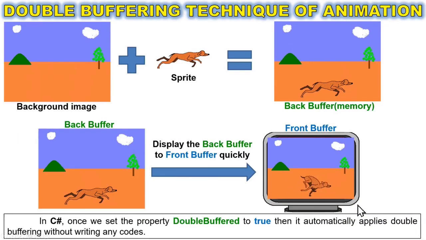These pictures illustrate how double buffering works. First, we draw the background image into the back buffer. Next, we draw the sprite into the back buffer. Finally, we display the contents of the back buffer to the front buffer or the screen memory quickly. In C#, once we set the property DoubleBuffered to true, then it automatically applies double buffering without writing any code.